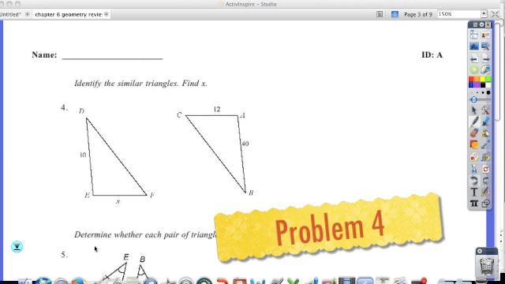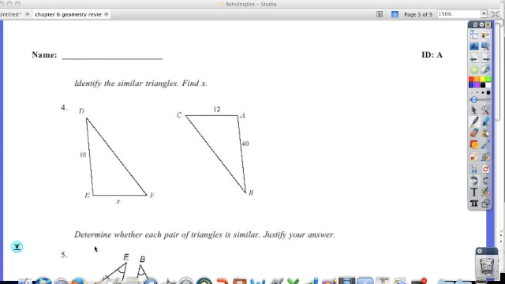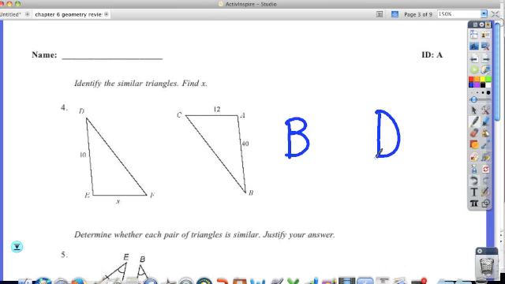Okay, identify the similar triangles and find x. What they want you to be able to do here is figure out how they lay out. Okay? So B is similar to what? B is similar to D. Okay? A is similar to E. So F must be similar to C. I know my alphabet now. Yay! Okay? So now, how would you set that up?